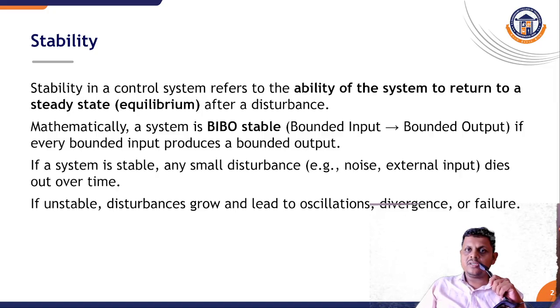So based on the system's stability, it produces different outputs. If the system is stable, disturbances die out over time, and if the system is unstable, it can produce oscillation, divergence and sometimes failures.